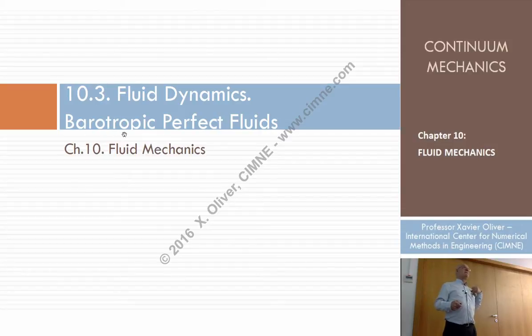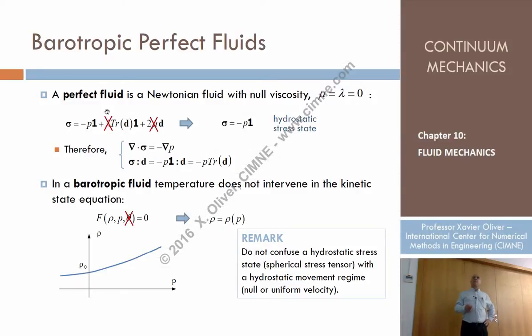I mean simplifications that match pretty much our cases of interest, because we are considering perfect fluids and we are considering barotropic fluids. Let's see, what is this? What is a perfect fluid? A perfect fluid is a Newtonian fluid, which we know is defined by stresses that follow this constitutive equation, but with null or negligible viscosity. So the viscosities, these coefficients lambda and mu that appeared in the constitutive equation for Newtonian fluids, are zero.